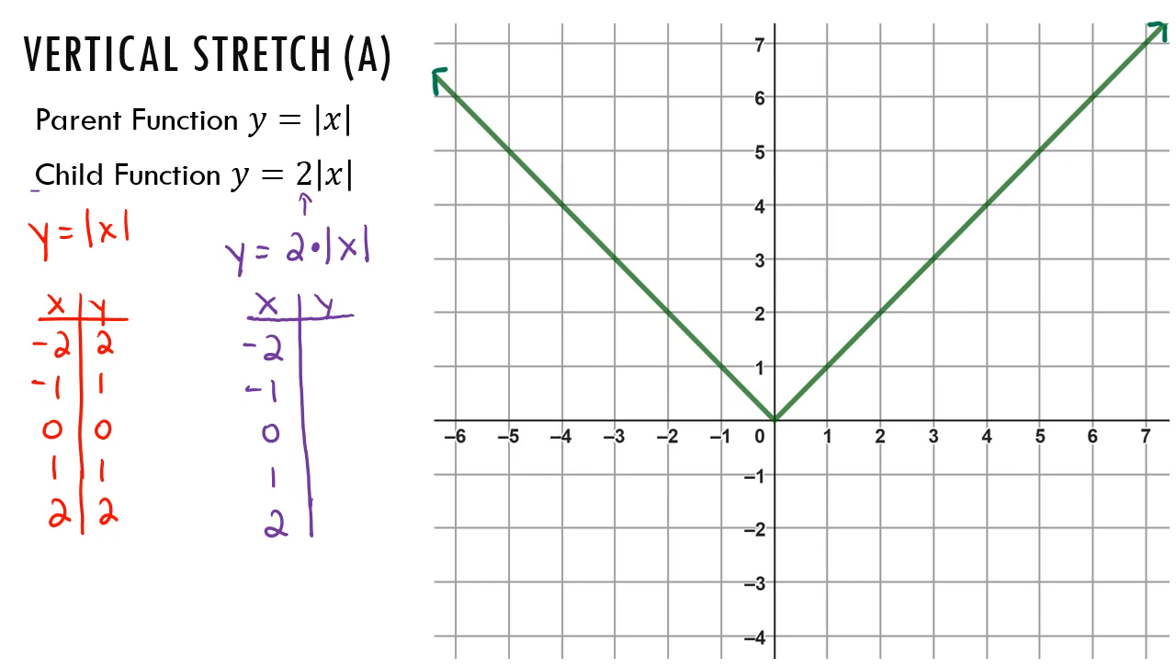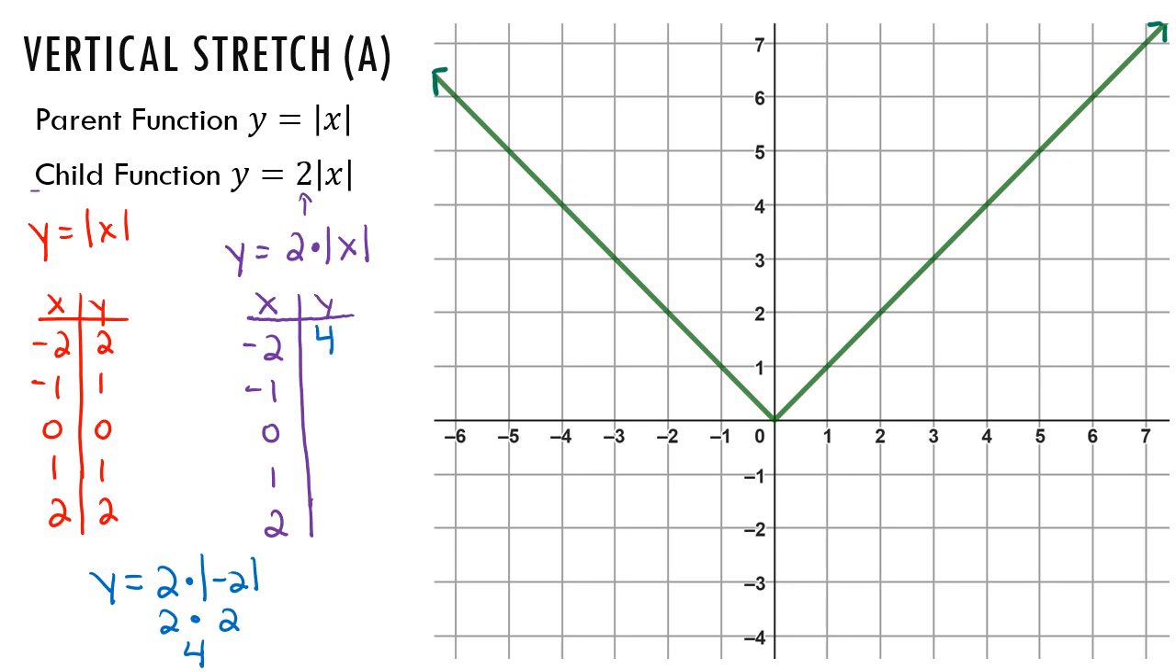And now you may wonder, well, okay, how do I get my y values? No problem. We simply take the x values and we plug them in. So we have y equals 2 times the absolute value of -2. The absolute value of -2 is positive 2. Remember, it's going to turn it positive. Then we times it by the 2 in front, which gets us 4.